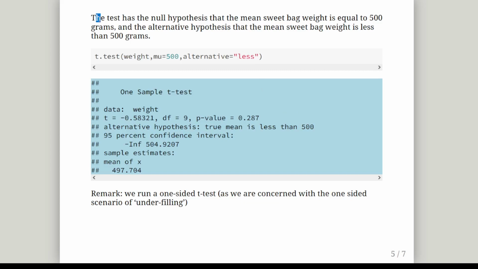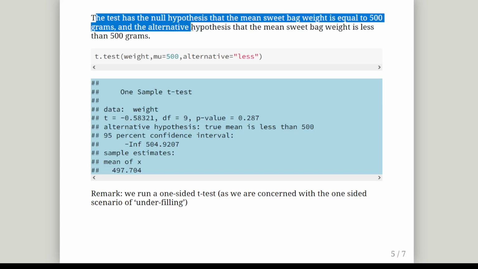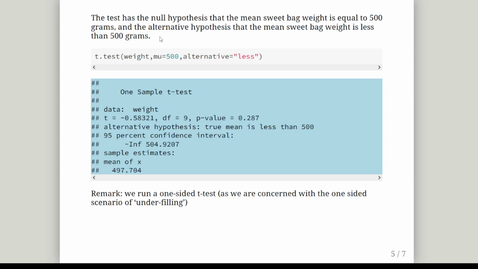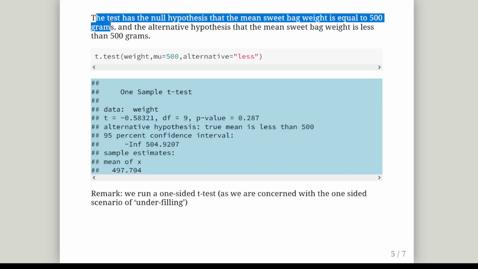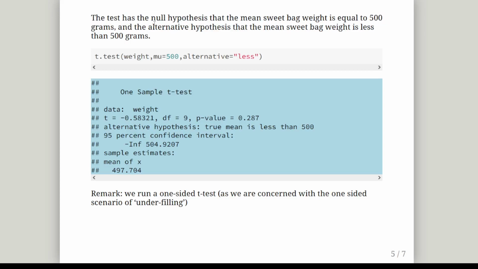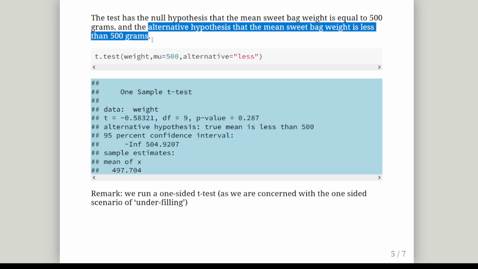So the test has the null hypothesis that the sweet bag weight is equal to 500 grams, and the alternative hypothesis is that it is less than 500 grams. In fact, you can restate the null hypothesis to say it is at least equal to 500 grams or more. But the alternative hypothesis is very clear. This encapsulates what the data might be telling us, that the average weight of the sweet bags might be less than 500 grams. It should chime with our impression from the data.